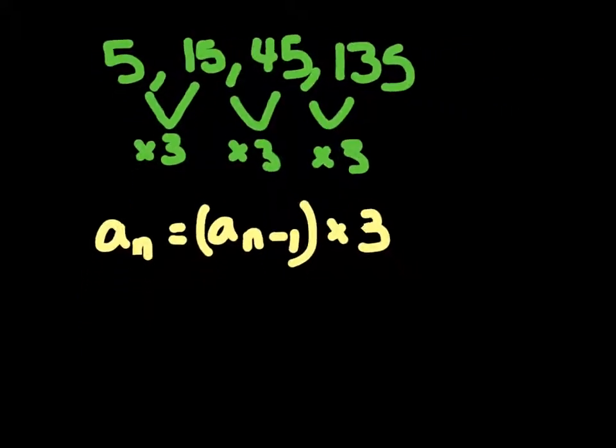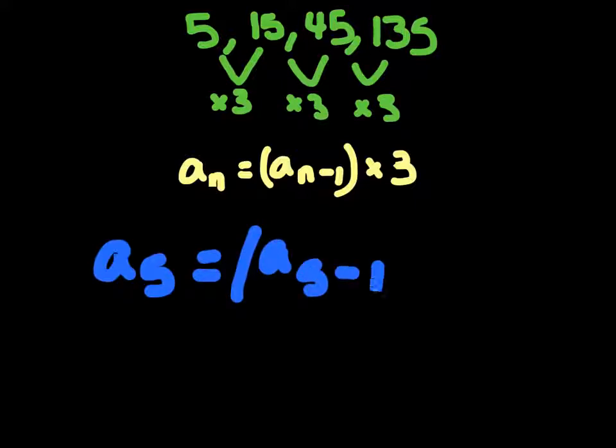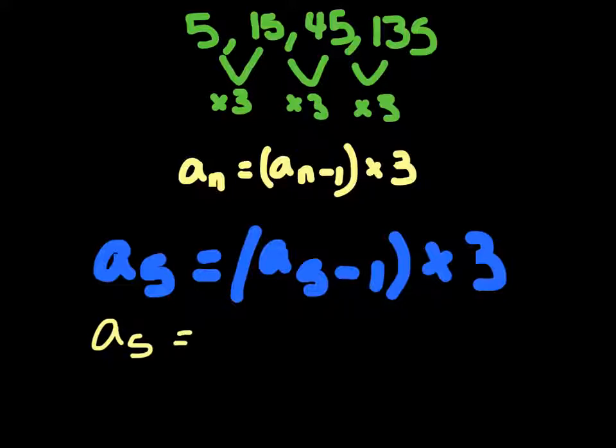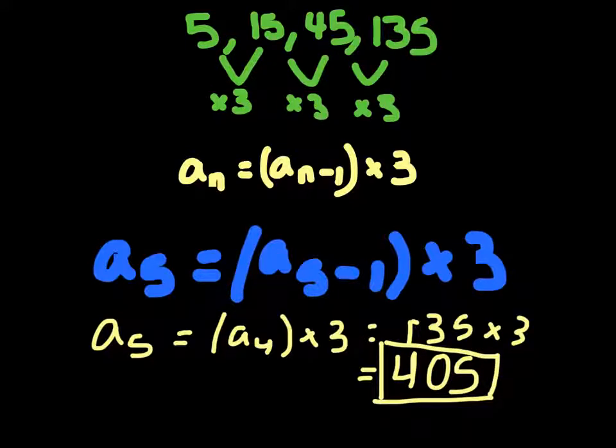So let's try something with this. Let's say we want to find a of 5. So we have a of 5 is equal to a of 5 minus 1 times 3. Let's make the font a little smaller. So a of 5 is equal to a of 4 times 3. A of 4 is 135 times 3, which is equal to 405. So that's what a geometric recursion is.